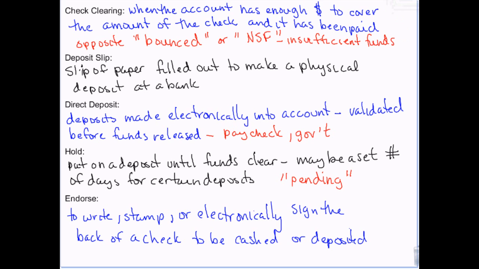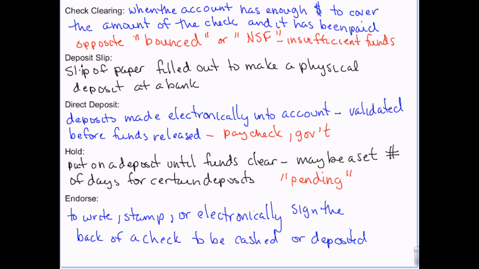Okay, endorsing. A bank is not legally allowed to do anything with your check unless it's been endorsed by the payee. So you either sign the back of it by hand, or you put a "for deposit only" stamp on the back of it with the account number, or you can do an electronic signature for an electronic direct deposit, things like that.